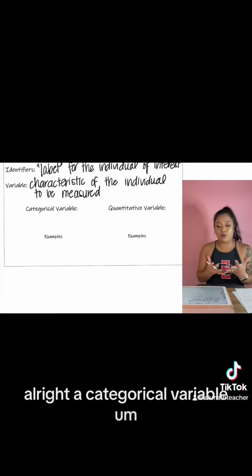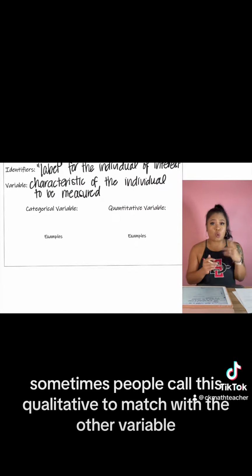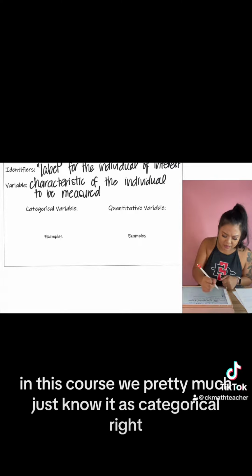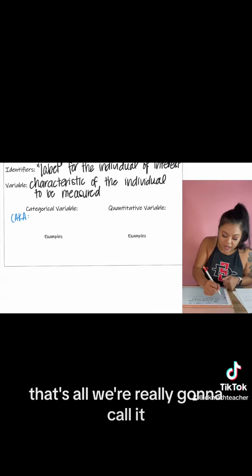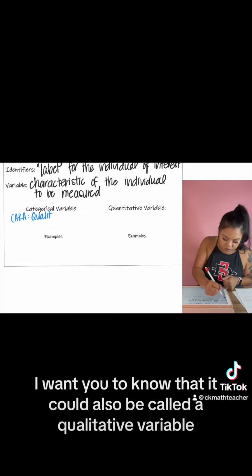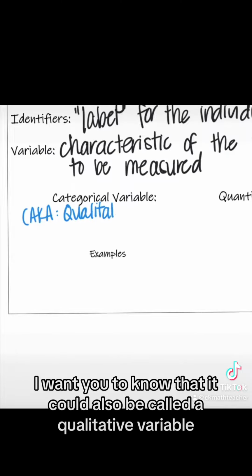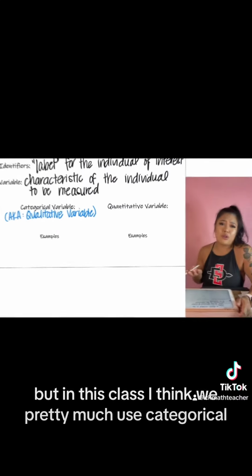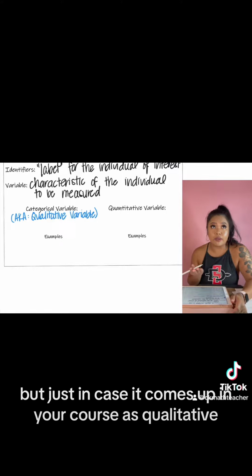All right. A categorical variable, sometimes people call this qualitative to match with the other variable, quantitative. In this course, we pretty much just know it as categorical, right? That's all we're really going to call it. But just in case, I want you to know that it can also be called a qualitative variable because we were looking at qualities of something. But in this class, I think we pretty much use categorical, but just in case it comes up in your course as qualitative, that's the same thing as categorical.